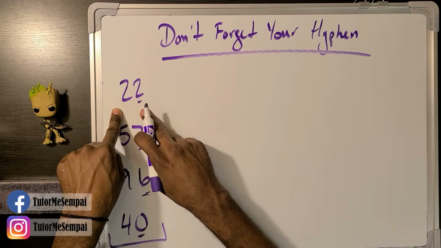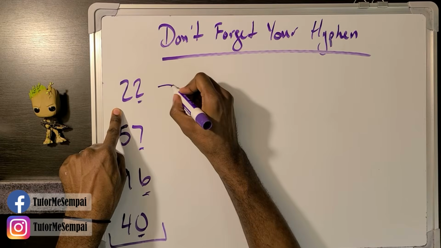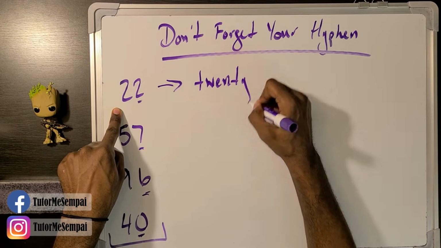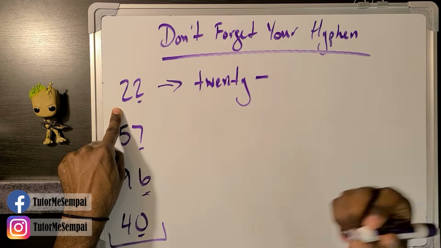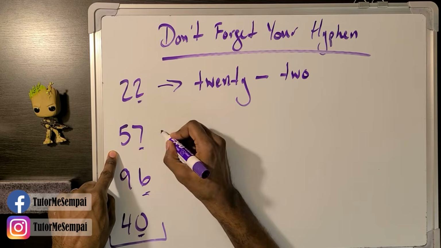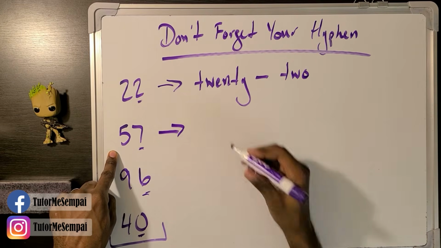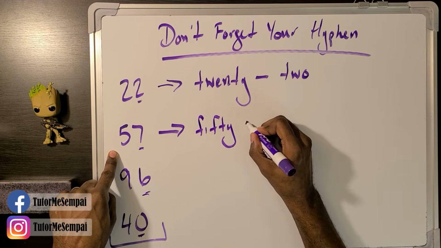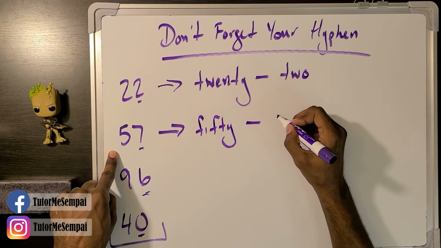So how do we write this 22? We're going to write 22 like this. 20 hyphen or dash 2. How about this 57 here? 57 is going to be 50 dash 7.